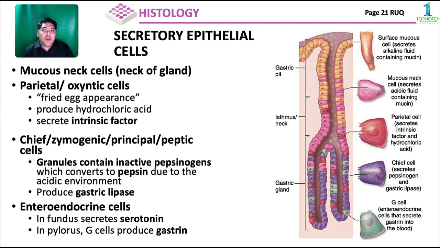It contains the granules of your pepsinogen, an inactive enzyme or zymogen, which kapag na-secrete and exposed into your acidic environment, it will become your pepsin. Your chief cells also produce your gastric lipase. Okay? And then you also have your enteroendocrine cells. Depending on the location, like in the fundus, you have there enteroendocrine cells that secrete serotonin. In the pylorus naman, specifically your G cells produce your gastrin.